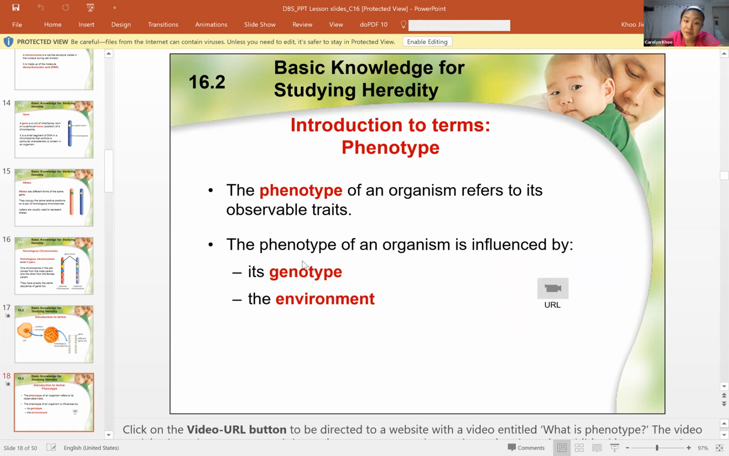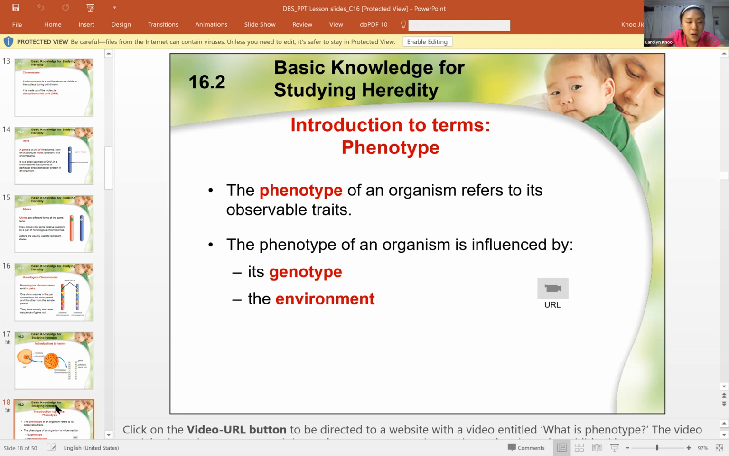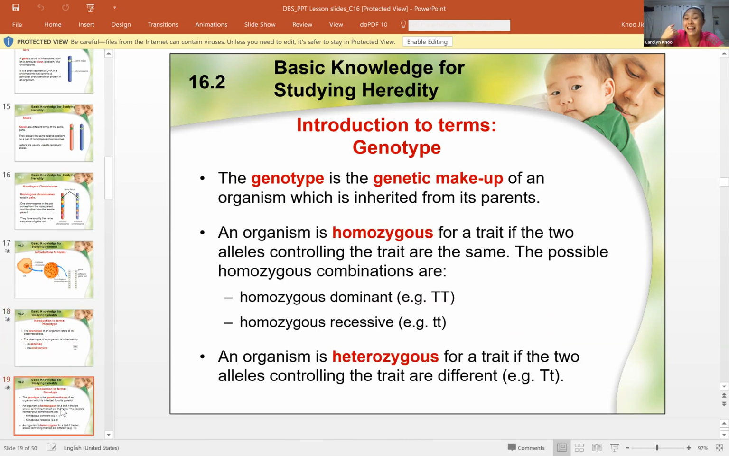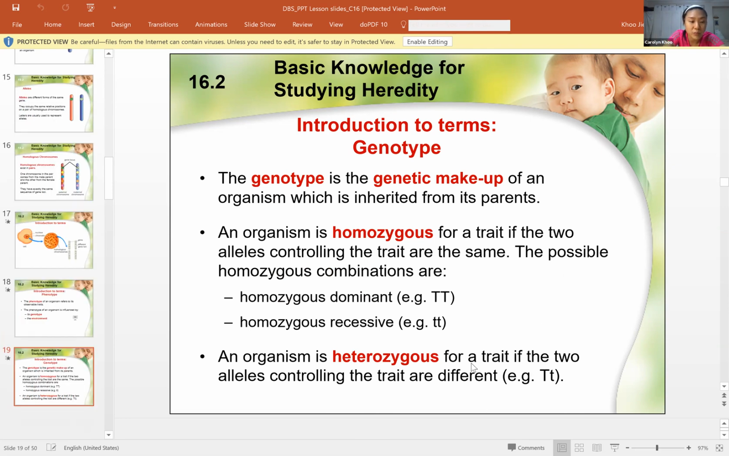Some terms to clarify. Phenotype, PH, physical, is usually a physical trait, observable. This can be influenced by not just the genes, but also the environment. Genotype is at the genetic level, the genetic makeup of the organism. With that, we introduce terms like homozygous. Big T, same. Small t, same. So long as they are the same, it is homozygous. Heterozygous is whereby the alleles are different, one big, one small.